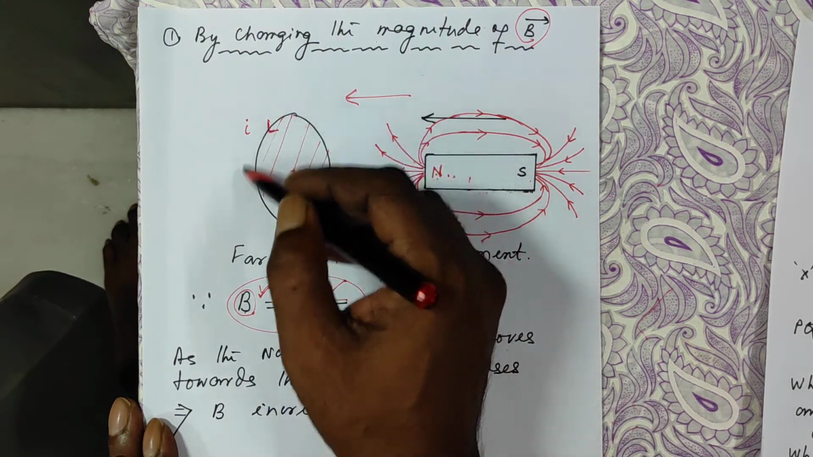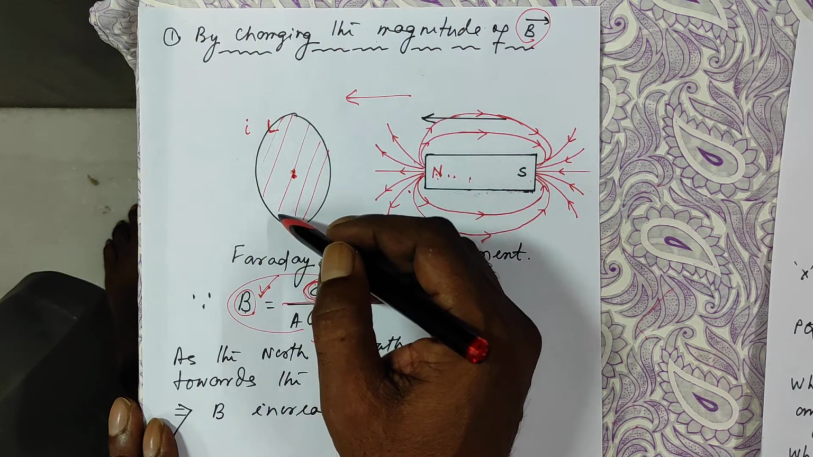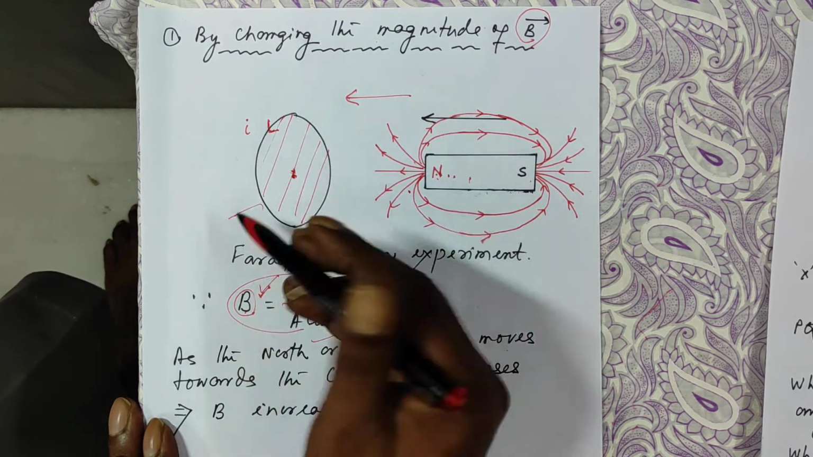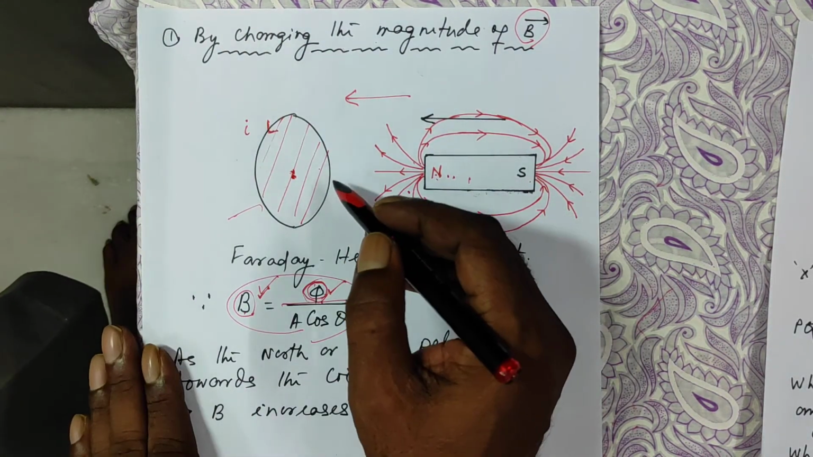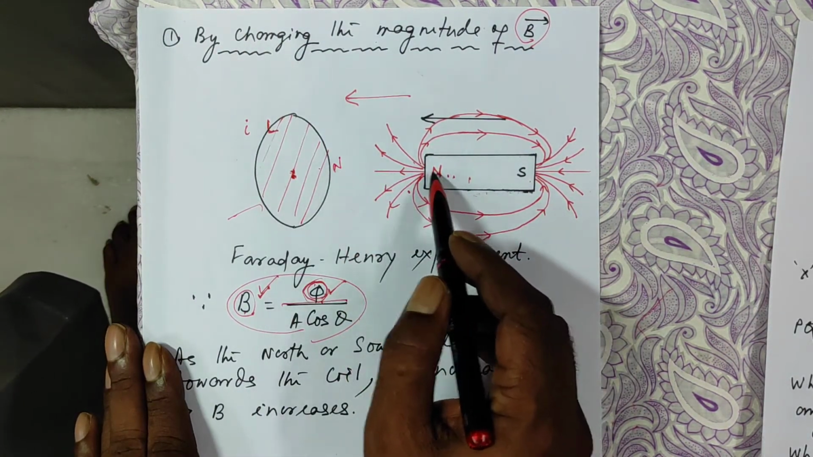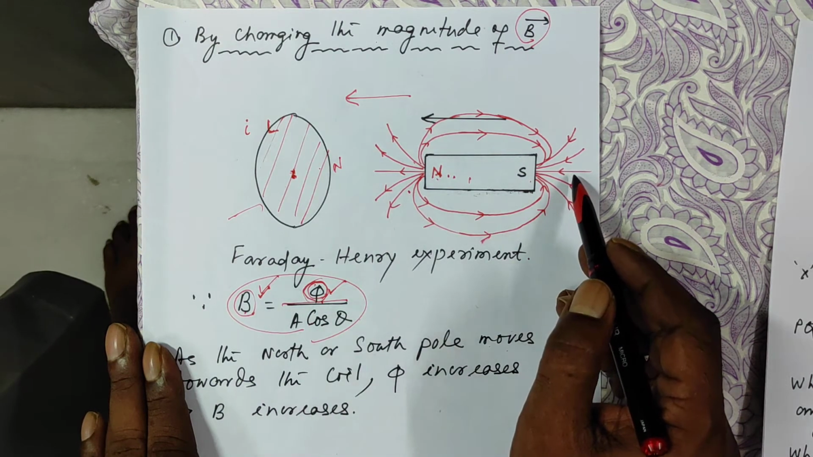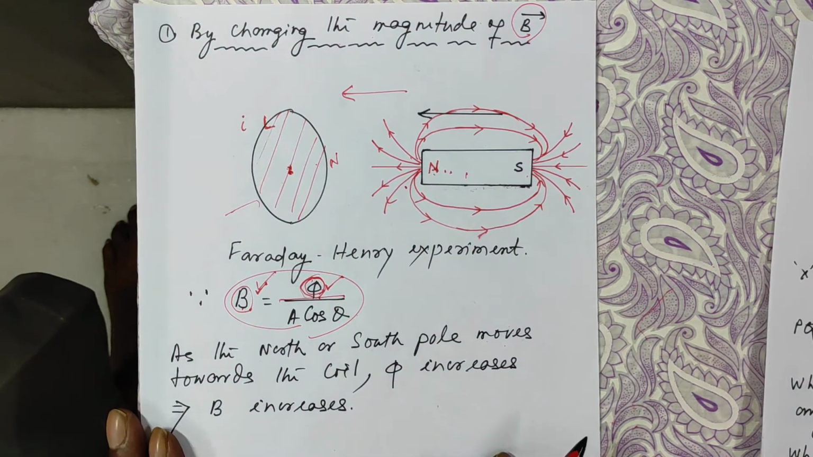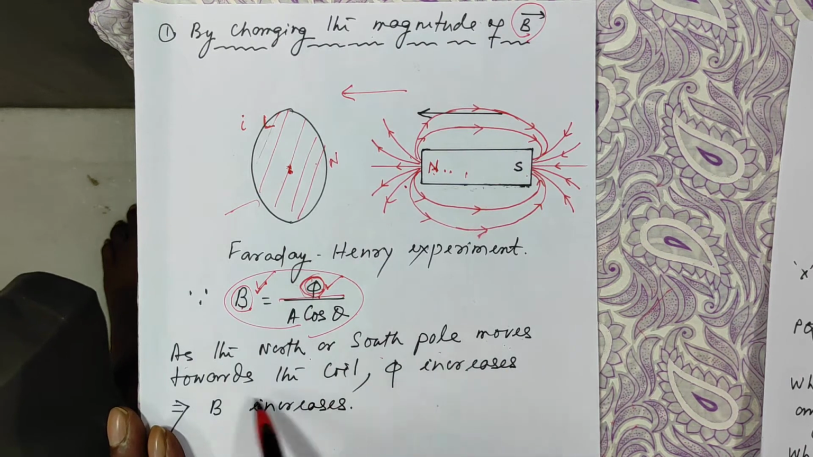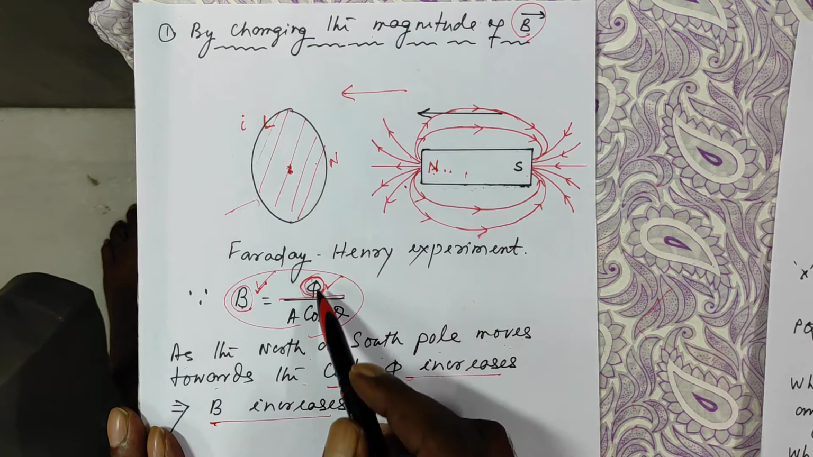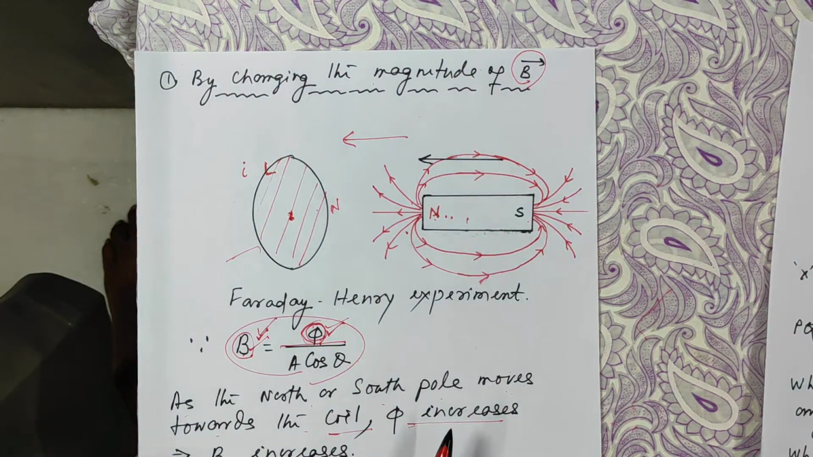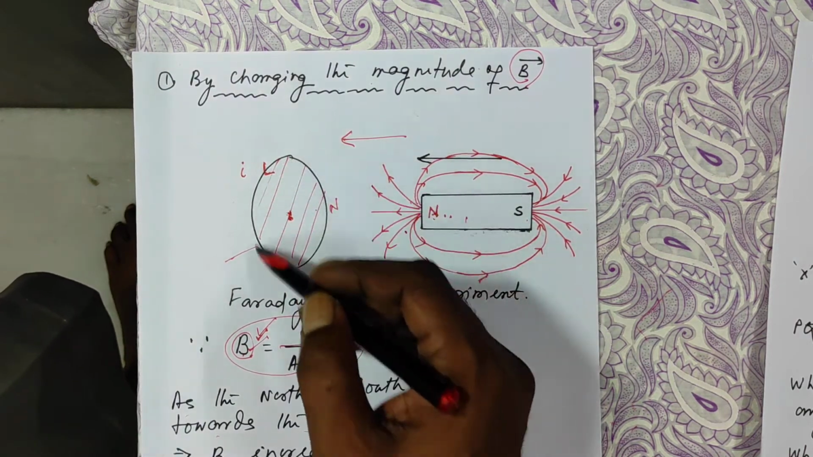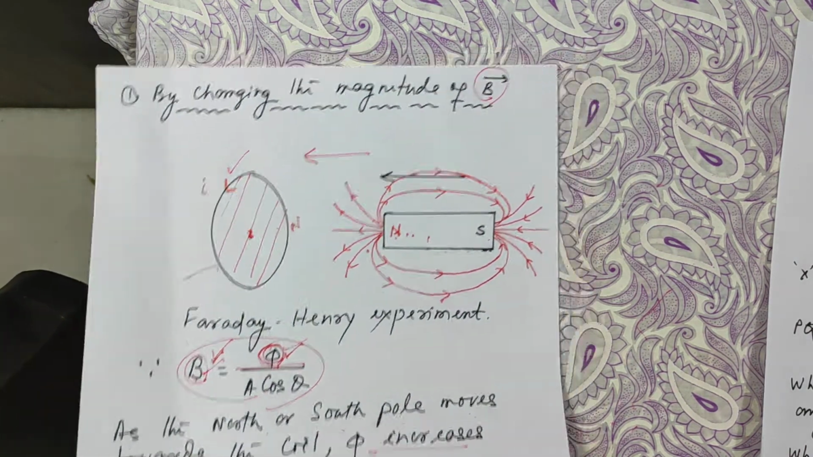And the current is anti-clockwise according to Lenz's law, because if the current becomes anti-clockwise from this side of the coil, this will behave as a north pole. So it will push this north pole to this side, meaning it will try to decrease the flux. As the north or south pole moves towards the coil, phi increases, that is B increases. So by changing the magnitude of B, EMF is induced, and therefore there is a current.